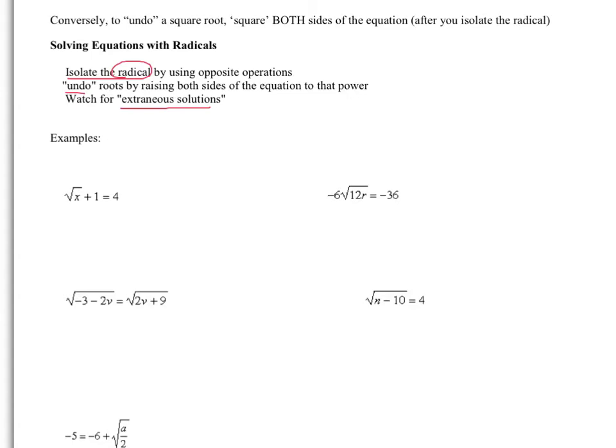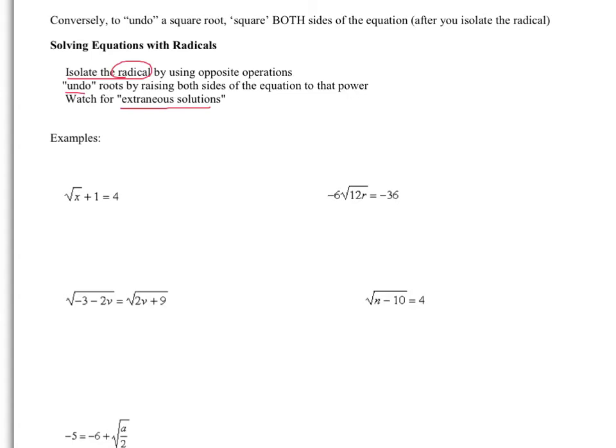An extraneous solution is like an excluded value. You get the solution, but if you were to plug it back in, it wouldn't work. That's an extraneous solution, so we must check our work when we are solving radical equations, or equations with radicals.